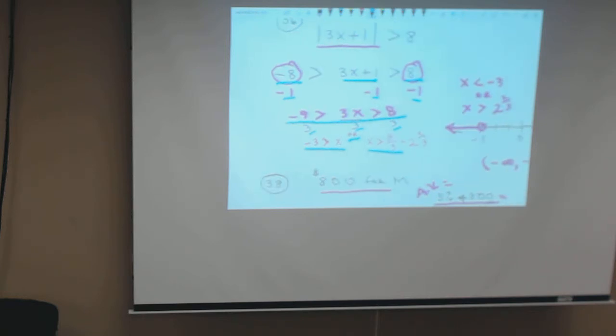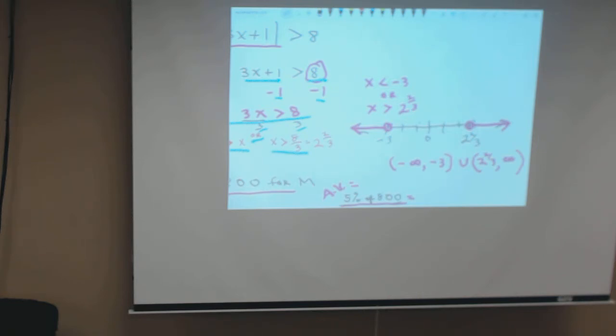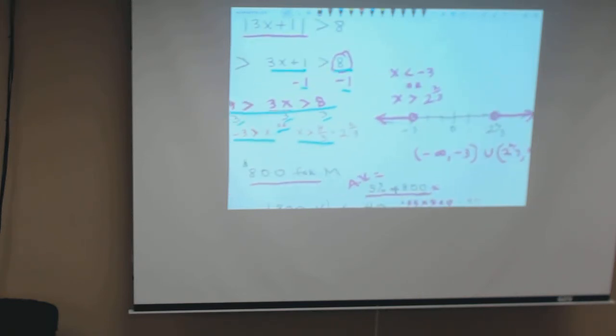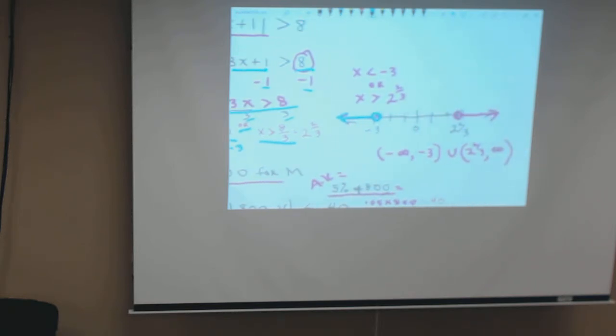So I go to my number line and put x is, this is also red, x is less than negative 3. So I go to negative 3 and put a circle and go to the left. And then I go to 2 2/3 and put a circle and go to the right. And I just label it under here, 8/3. So you know that that's the number where I made my circle.